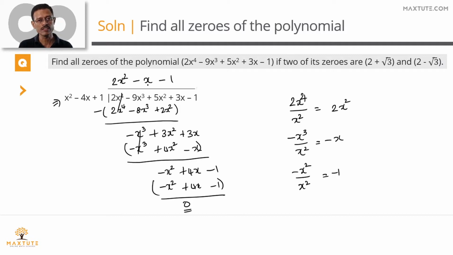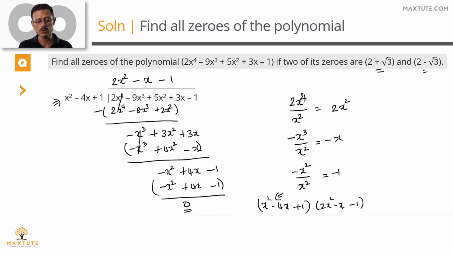And what is the quotient that you have ended up with? Just 2x square minus x minus 1. So this polynomial is nothing but x square minus 4x plus 1 into 2x square minus x minus 1. This part was arrived at by basically multiplying x minus of this term and x minus of this term. This part, if you factorize it and find out the zeros, we'll get the remaining two zeros.